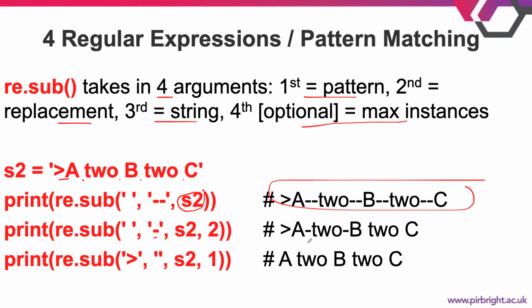We'll get the one on the right. We have a dash twice, then a space with nothing, and a space with no change again. And then if you substitute the greater than symbol for nothing here, and just do it once, we'll get the output like we have on the right there. So that's re.sub as well as re.match.